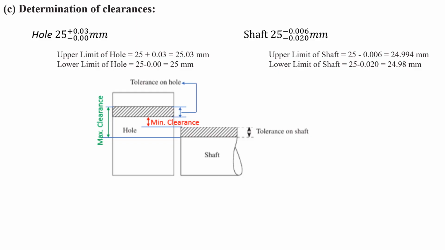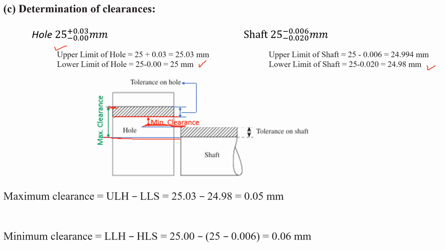Next we determine the clearances. We know that the maximum clearance is the upper limit of the hole minus the lower limit of the shaft. In the data, the upper limit of the hole as well as the lower limit of the shaft are given. And we also know that the minimum clearance equals the lower limit of the hole minus the upper limit of the shaft. The lower limit of the hole is 25 and the upper limit of the shaft is 24.994. So let's see.